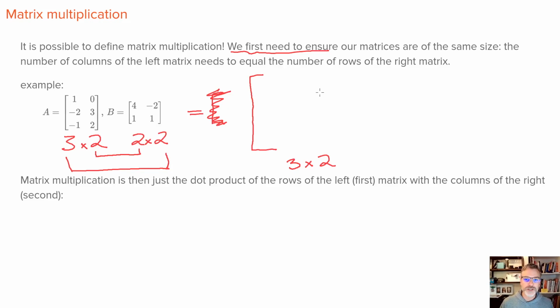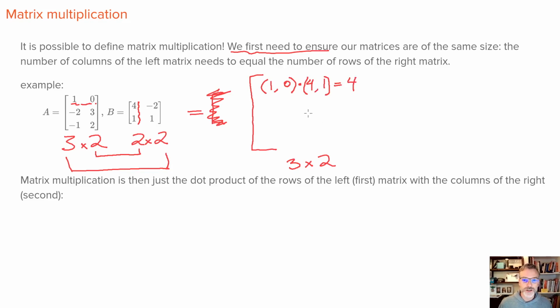I want to find the first number here. That's found by taking the first row of A and finding its dot product with the first column of B. So this first entry is the first row of A dotted with the first column of B. I'll just write these both as vectors like this. That's the first entry, so I actually have to do that. Maybe I'll do that right now. So I got 4 plus 0. The answer is 4.